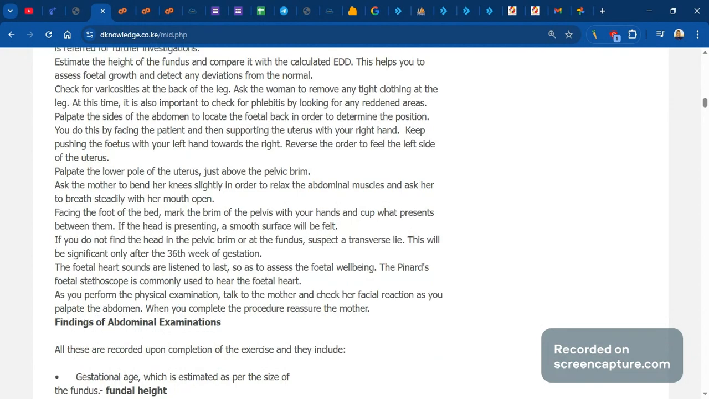If the head is presenting, a smooth surface will be felt. If you do not find the head in the pelvic brim or at the fundus, suspect a transverse lie. This will be significant only after the 36th week of gestation. Below 36 weeks of gestation, that should not give you any worry.